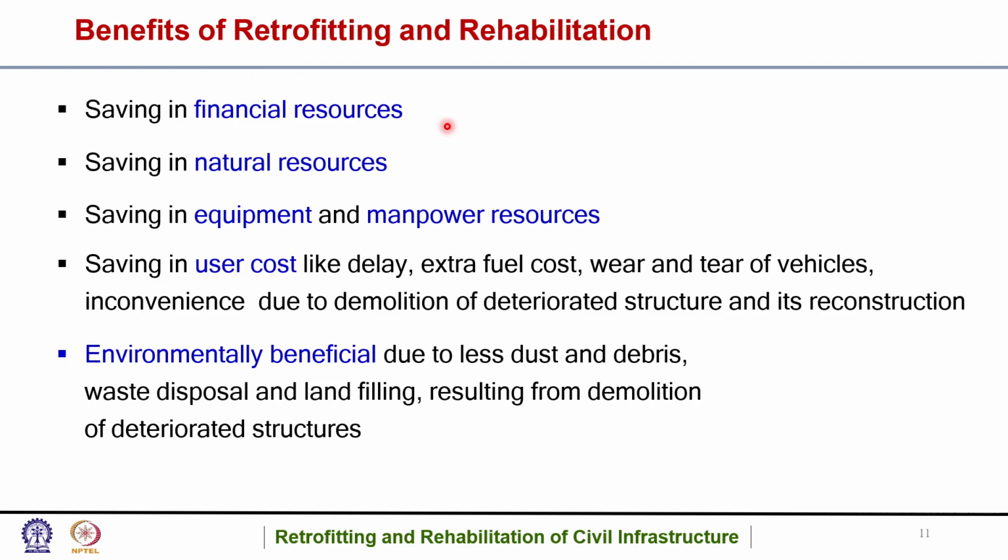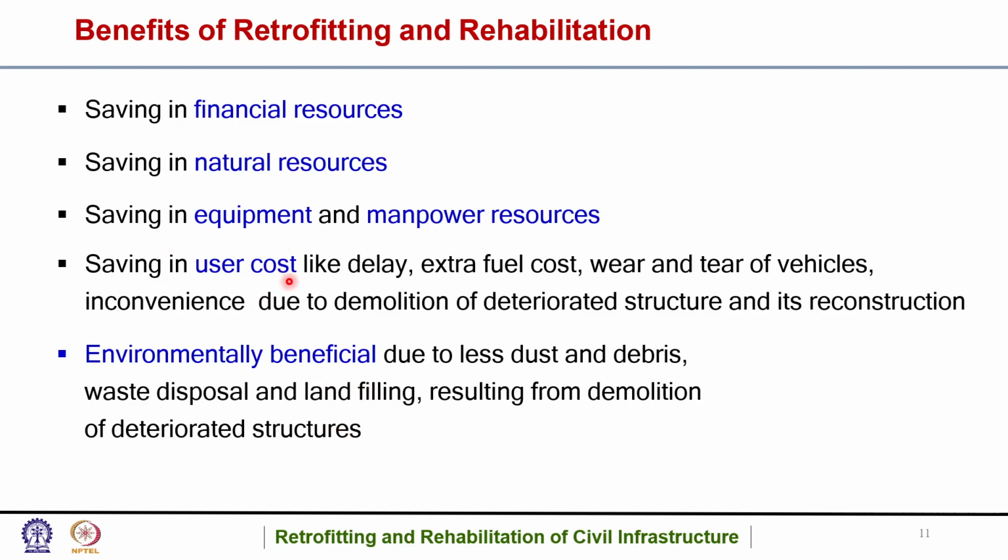And the benefits, it has numerous benefits. Basically, the most important is the saving of financial resources. So it boosts the economy. So that's why it is part and parcel of the country's development, and that's why it is very much important. Okay, so firstly, the benefit is saving financial resources. Second is saving of natural resources. This is also one of the important parameters. Thirdly, it is saving of equipment and manpower resources.